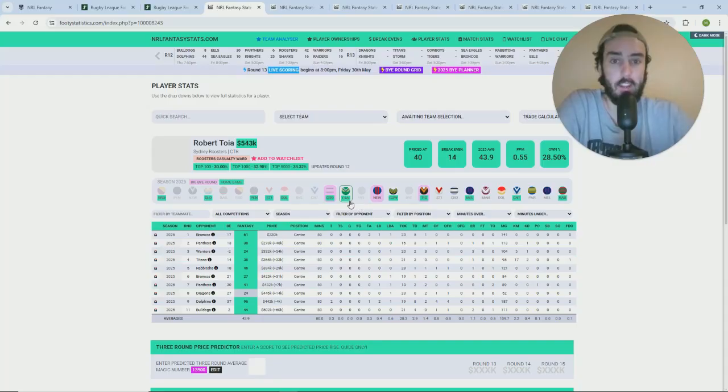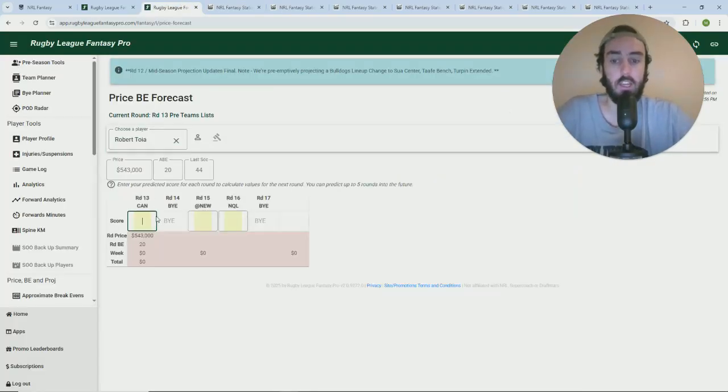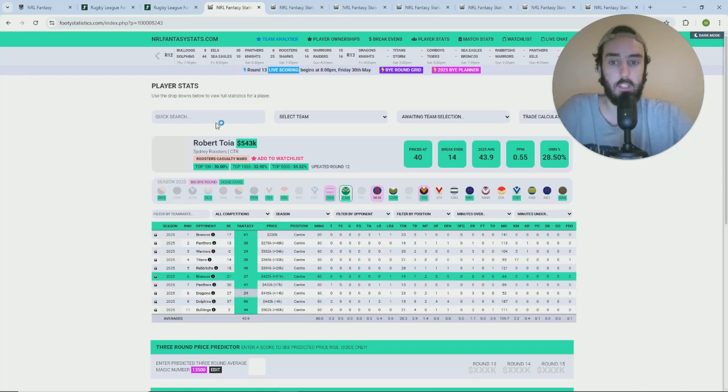For me, he backs up this round almost certainly, unless he gets injured. And he's got that low break even. So that's really good, obviously. I think it's like 20. So he's averaging 40 for the year. So yeah, he's got another 20K in him next week, which he's averaging 44 even. So 20 to 25K this week alone.